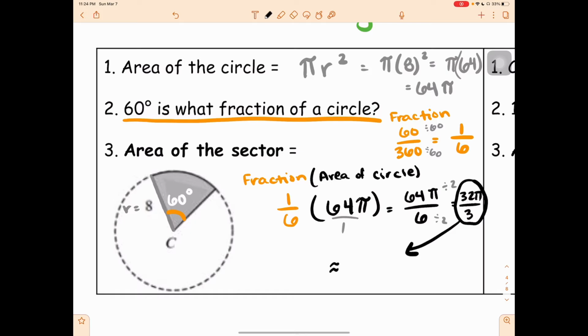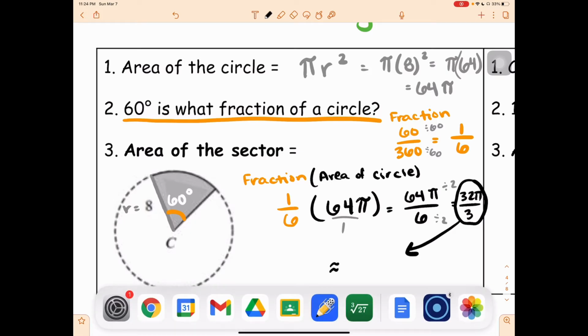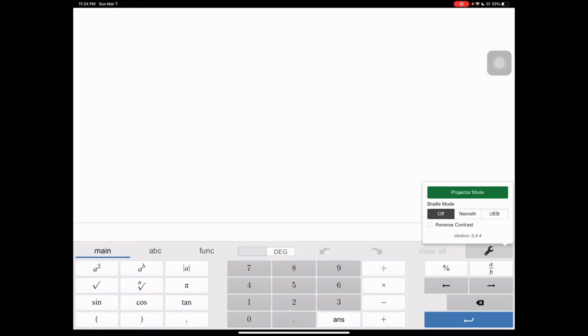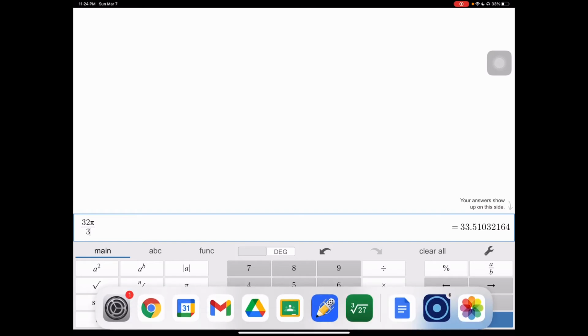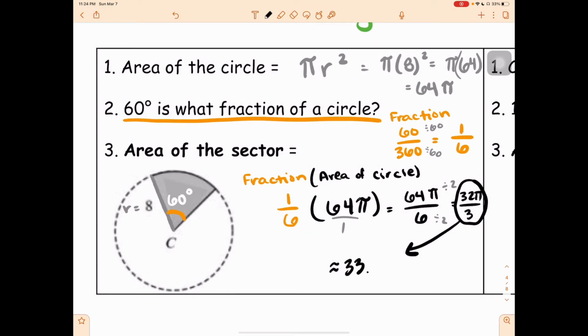And this is also about equal to, if we were to take 32 pi over 3 into the Desmos calculator, we get about 33.51. And here it doesn't tell us if it's in inches or centimeters, but let's just say that I declare right this second it's in inches. Okay, so for area you have to write it as inches squared. So this is the area of the sector.